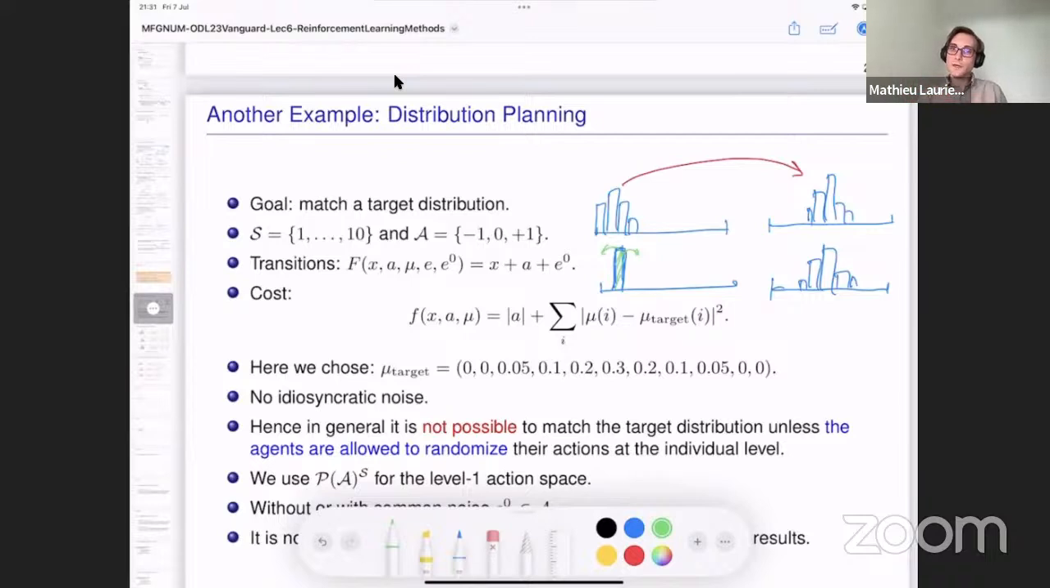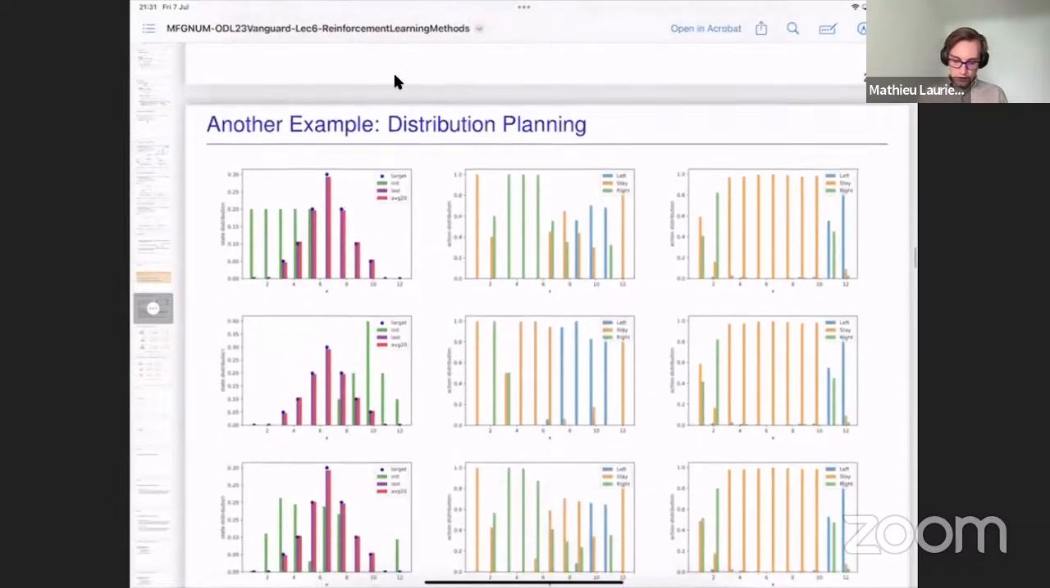That's one of the reasons why I insisted on randomized policies during the first lecture. It's mostly useless for continuous space mean-field games, or at least it's not studied in that setting, not much. But in the discrete case, there are many examples where it's really important to randomize actions. So I just show some results.